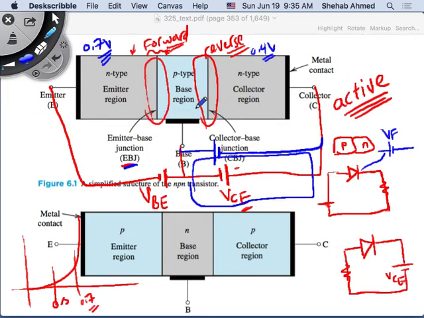Sure. Then we're operating in active mode. Okay. Then if VBE is forward and VBC is forward, what will happen? It's not active mode anymore. It's saturation. Exactly. Which is like blocking, which will reduce the amount of current passing through from emitter to collector. We will see that later.